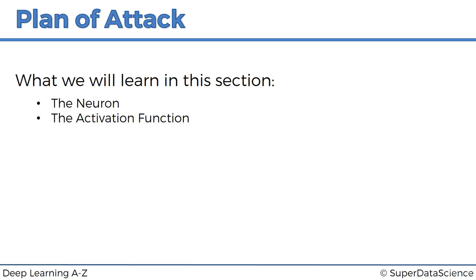Then in the next tutorial, we'll talk about the activation function, and we'll look at a couple of examples of activation functions that you could use in your neural networks, and we'll find out which one of them is the most commonly used one in neural networks, and in which layers you would rather use which functions.